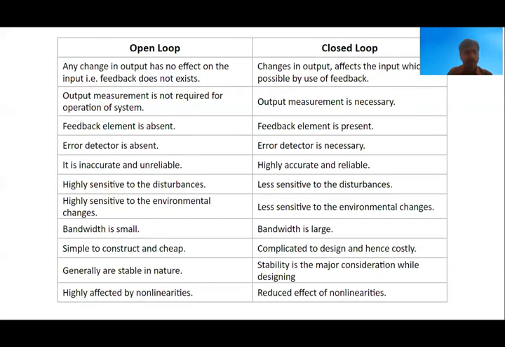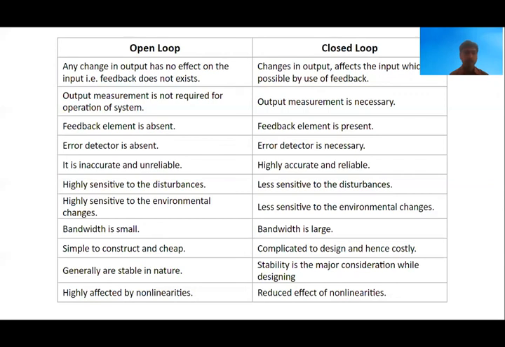In the open loop control system, it is highly sensitive to the disturbances. Since there is no feedback, there is no correction for the disturbances, so it is highly sensitive to them. But in the closed loop control system, due to the feedback, it corrects the effect of the disturbance on the output variable, so it is less sensitive to the disturbances.